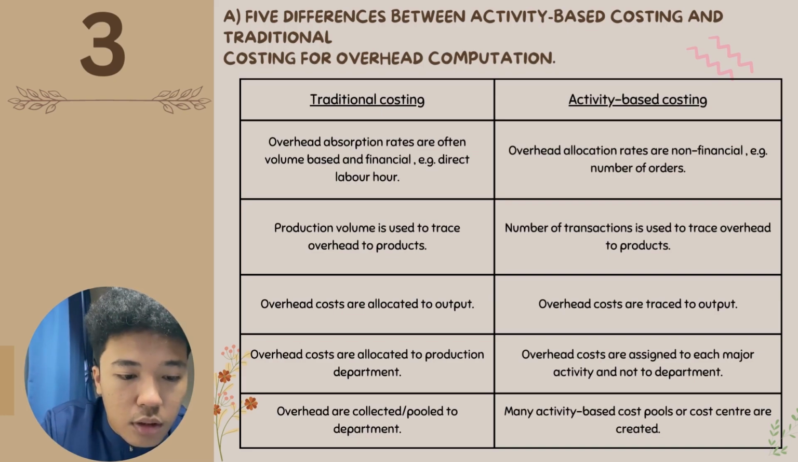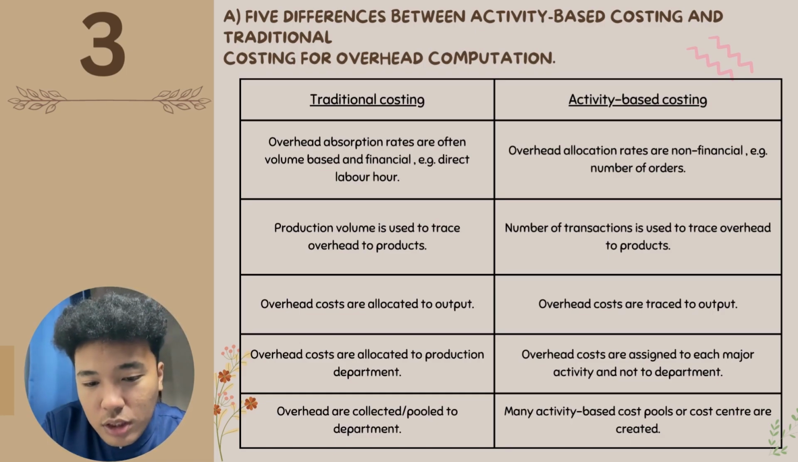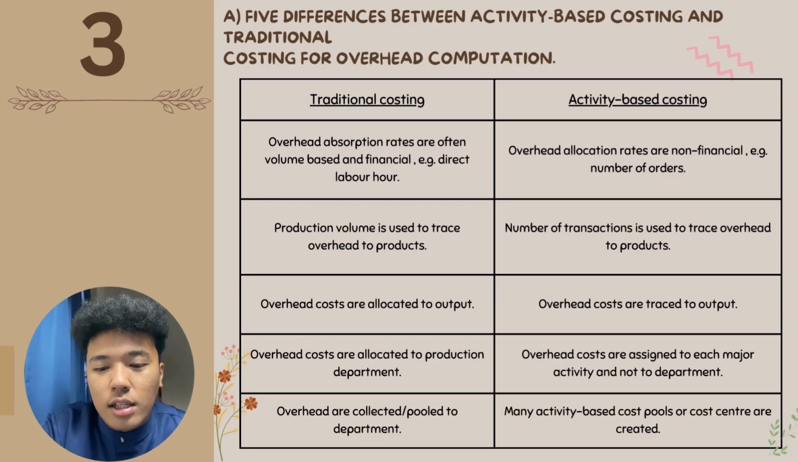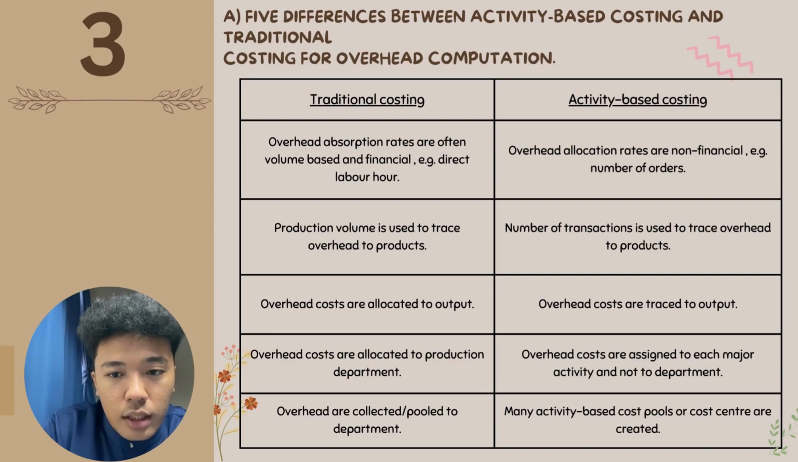Fourth, overhead costs are allocated to production department, and in activity-based costing, the overhead costs are assigned to each major activity and not to department. Last but not least, overhead are collected or pooled to department, and in activity-based costing, many activity-based cost pools or cost centers are created.